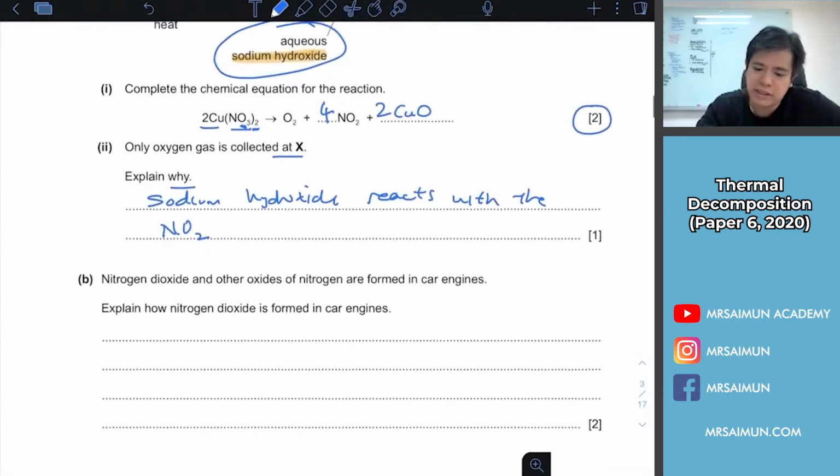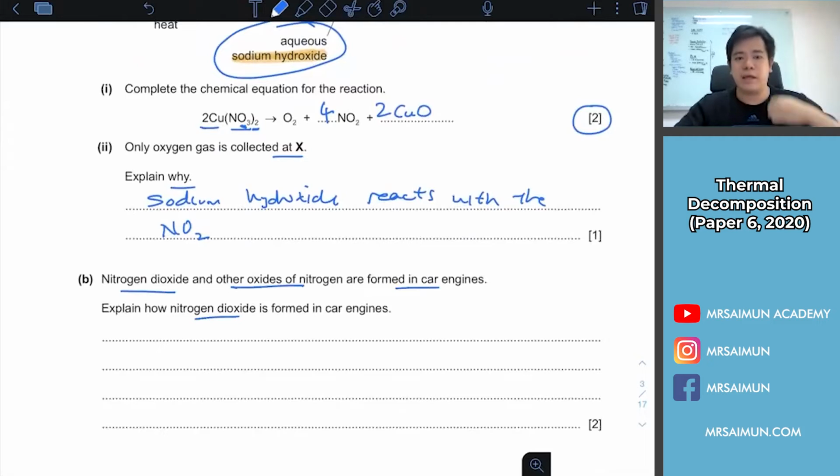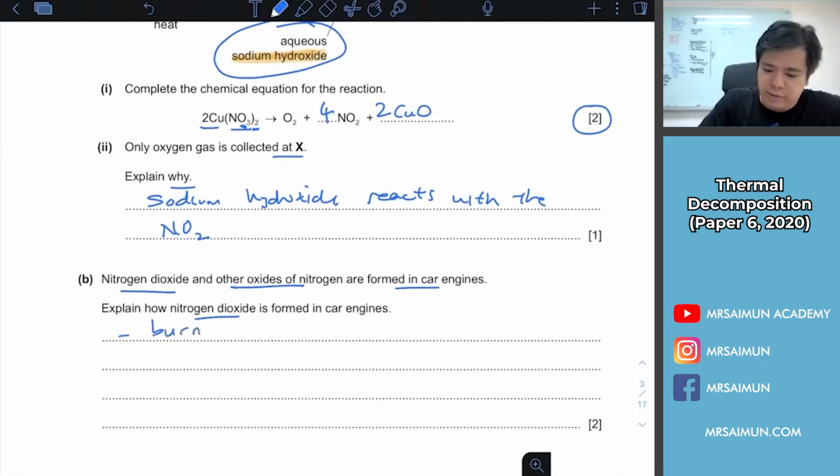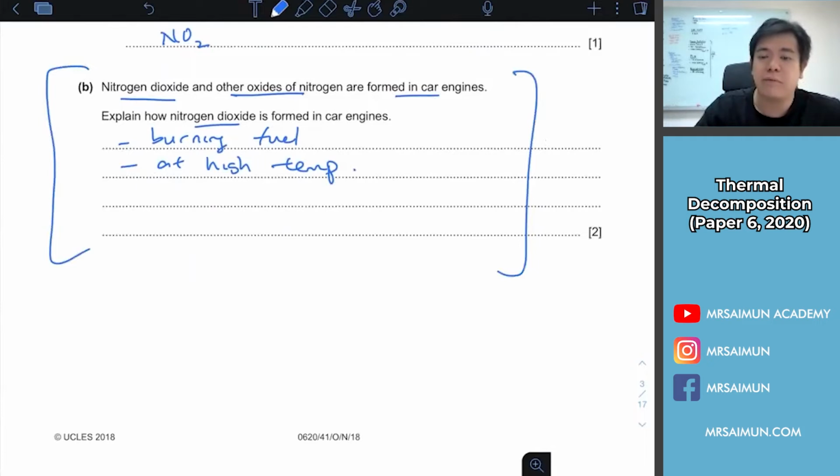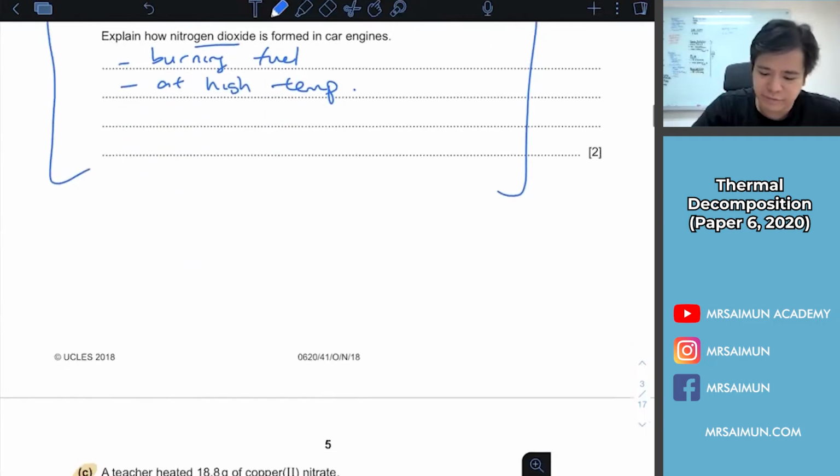Then, nitrogen dioxide and other oxides of nitrogen are formed in a car engine. Explain how they are formed in a car engine. You can say burning fuel at high temperature. That's the keyword. Done. Let's go to the calculation part. This is to make sure you recap the air and oxygen chapter: how it is produced, why it is dangerous, like poisonous and stuff.